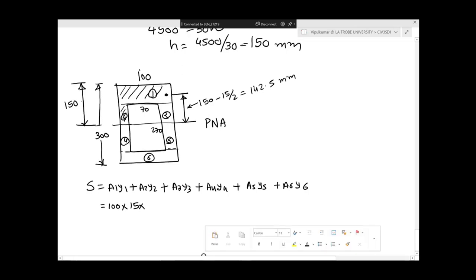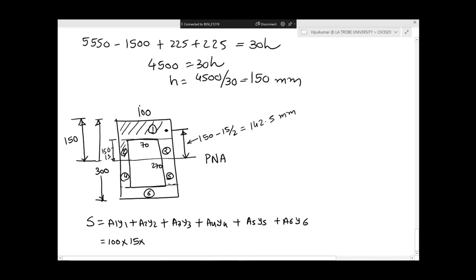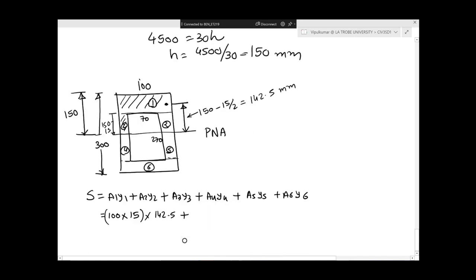A2, this guy is here, so this would be 150, take away 15, gives you 135. So this is your area, and that Y1 is 142.5, right? Area 2 is 135 times 15, and this distance is 135 divided by 2. Understand that? Same thing for the third one, 135 times 15, and 135 divided by 2.